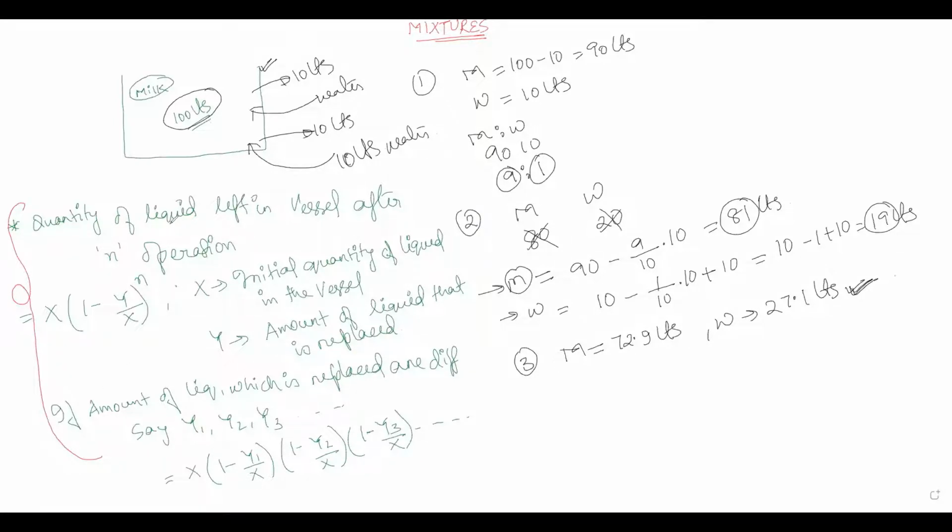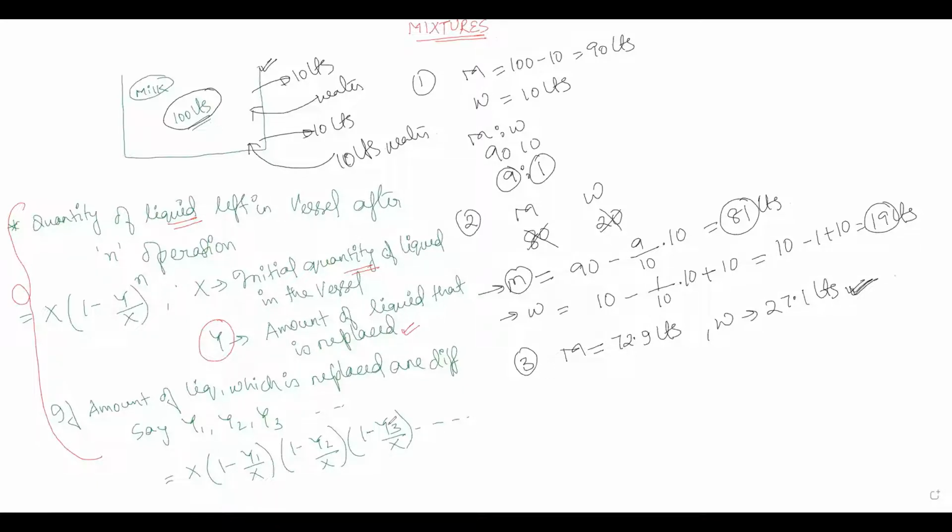The quantity of liquid left in the vessel or in the container after n operations is given by x into (1 minus y/x) to the power n, where x is the initial quantity of liquid in the vessel and y is the amount of liquid that is being replaced. But say if this y, the quantity of liquid being replaced, is different. That is, in the first case, I'm taking out y1 liters and replacing with water, in the second case, I'm replacing with y2 liters of water, and in the third case, I'm replacing with y3 liters of water, and so on.